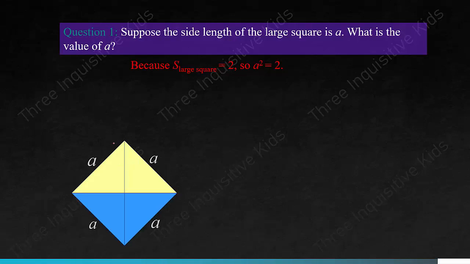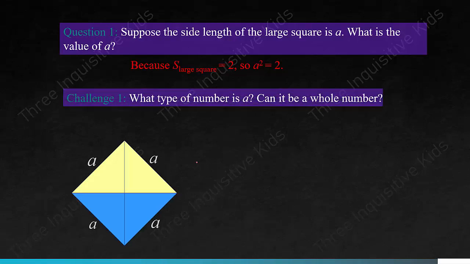Well, we know that this is actually 2 smaller squares put together to get a larger square. And these 2 smaller squares are identical. The yellow square and the blue square both have an area of 1. So 1 plus 1 equals 2. Which means that the area of this larger square is 2. And since A is the side length of this square, A squared equals 2.